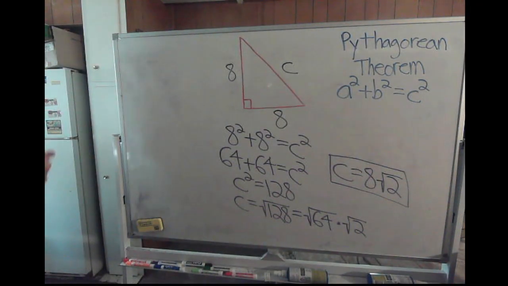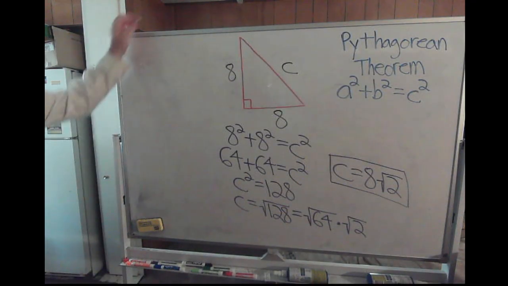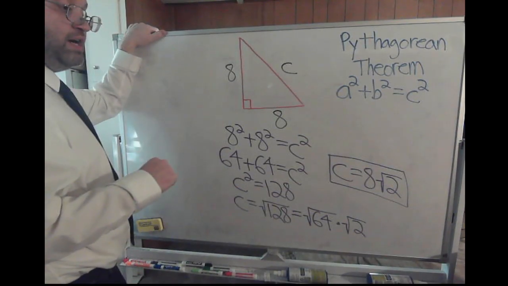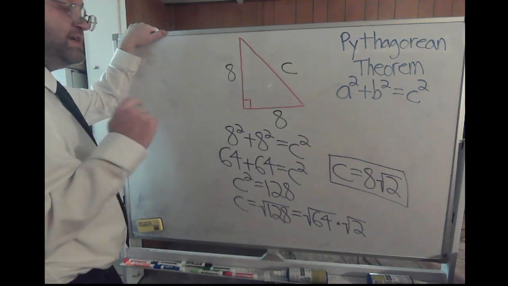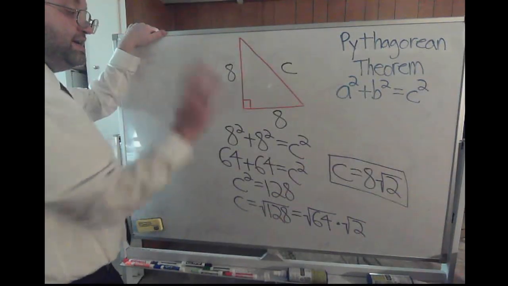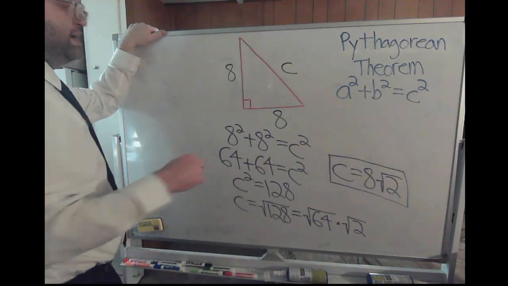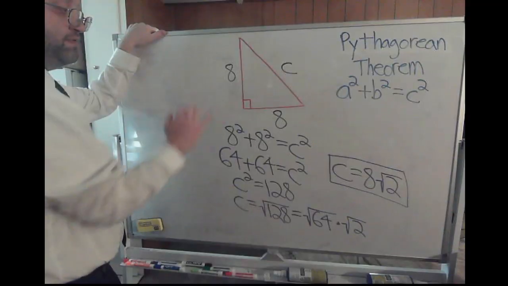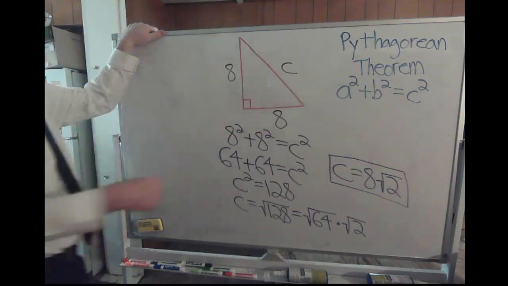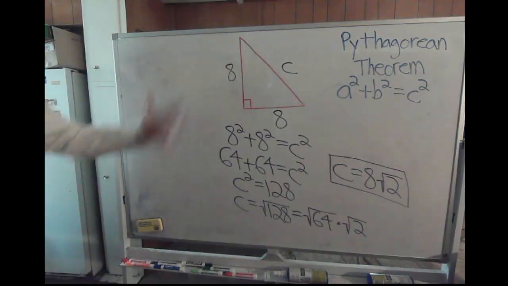In fact, once we get to geometry, we're going to get further into right triangles. This would be a special type of right triangle called a 45-45-90 right triangle, where you have two 45-degree angles and a 90-degree angle. And the two sides across from the 45-degree angles have the exact same length, and the hypotenuse is the square root of 2 times one of the legs.